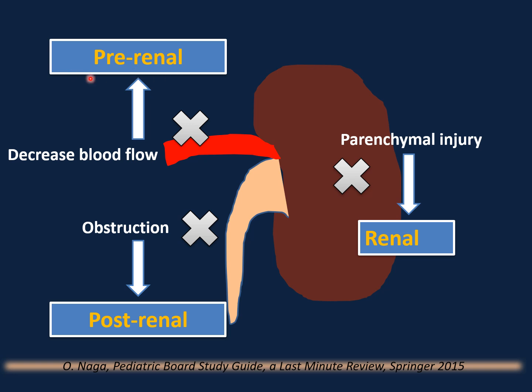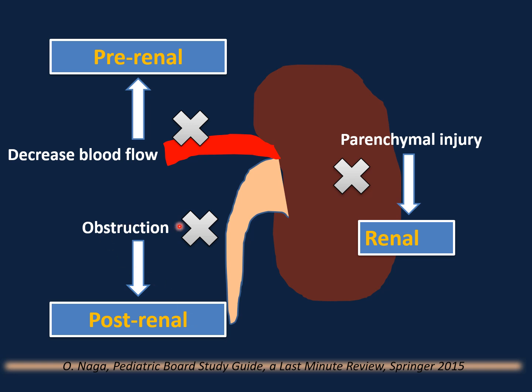Causes of acute kidney injury classified to pre-renal, post-renal, and renal. Pre-renal acute kidney injury can be caused by any factor affecting the blood flow to the kidney. So decreased blood flow to the kidney will cause pre-renal acute kidney injury, like in case of hypovolemia or hypoperfusion. The most common cause in children, gastroenteritis and dehydration. Other causes like heart failure and sepsis.